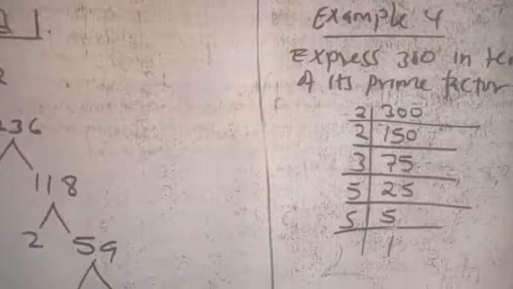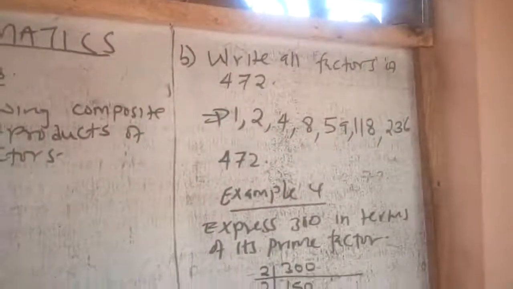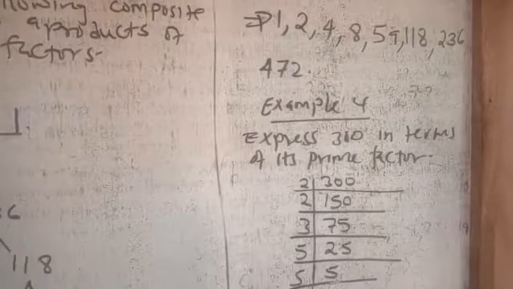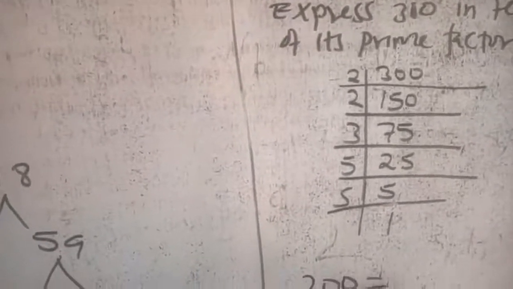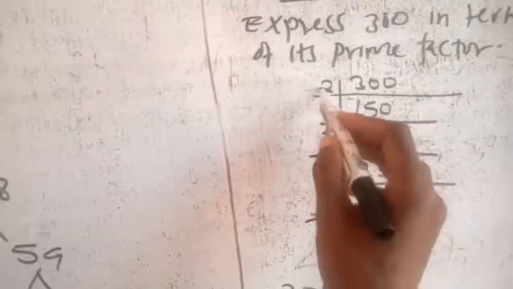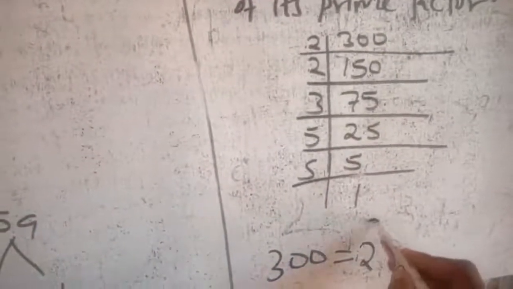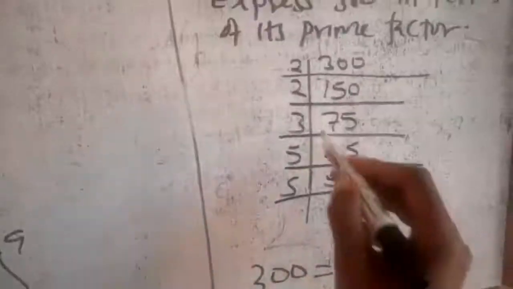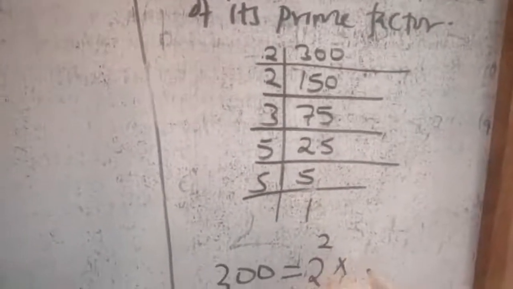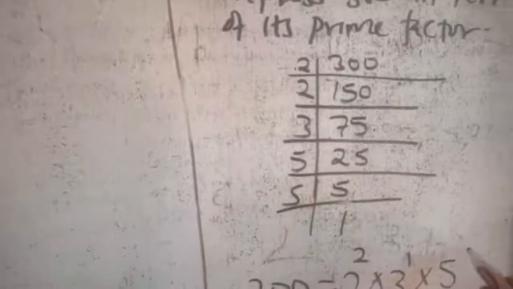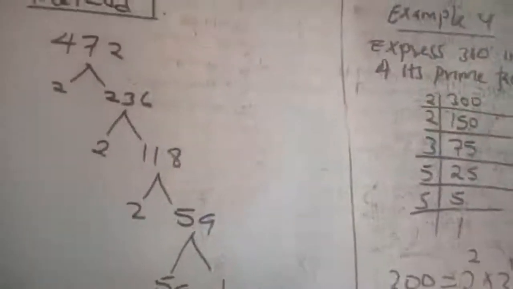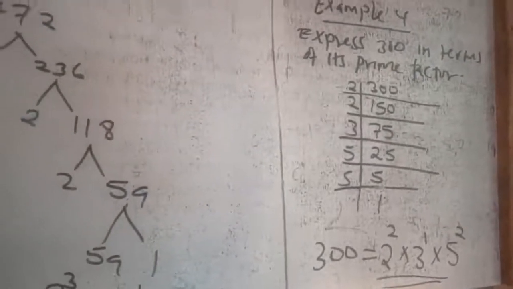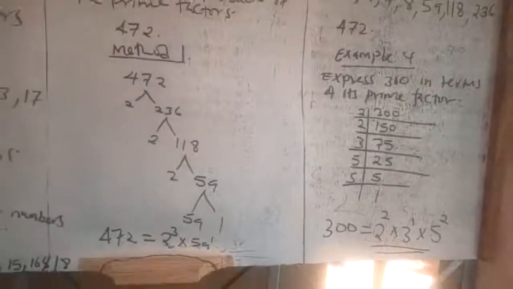And therefore if I'm told to express 300 in terms of its prime factors, I'm going to write 300 is equal to: how many 2's are here? 1, 2. There are only two, so 2 raised to power 2. And how many 3? Only once, so I will write 3 to power 1. And finally, how many 5? There are two, and therefore you write 5 raised to power 2. And that will give us the prime factors of 300.